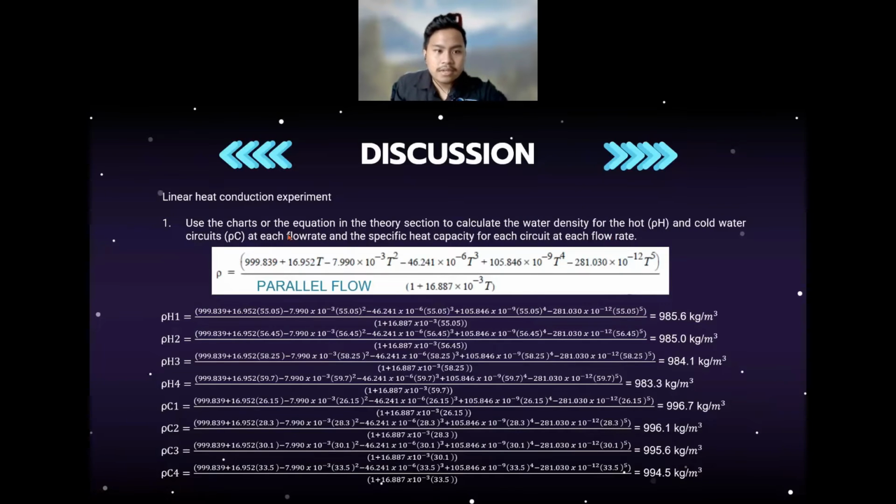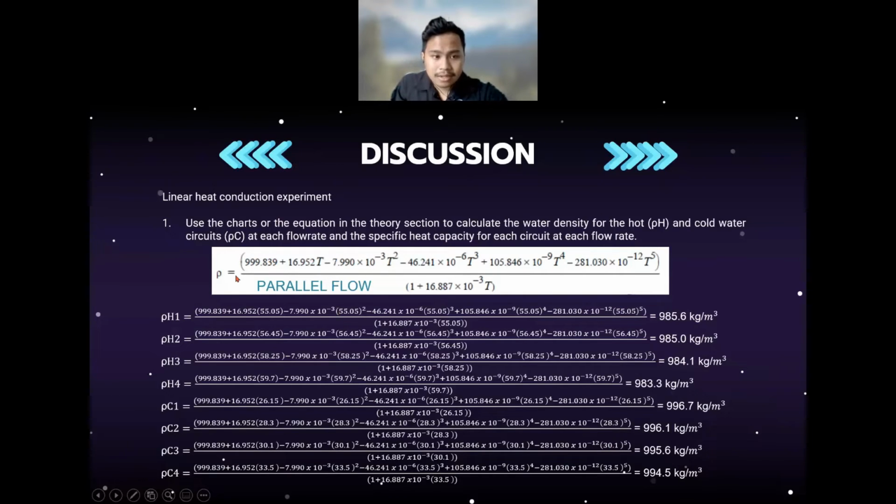Next, from the chart, we must calculate the water density for the hot water circuit TH and the cold water circuit TC at each flow rate, and the specific heat capacity for each circuit at each flow rate. As you can see, this is the formula for the water density.